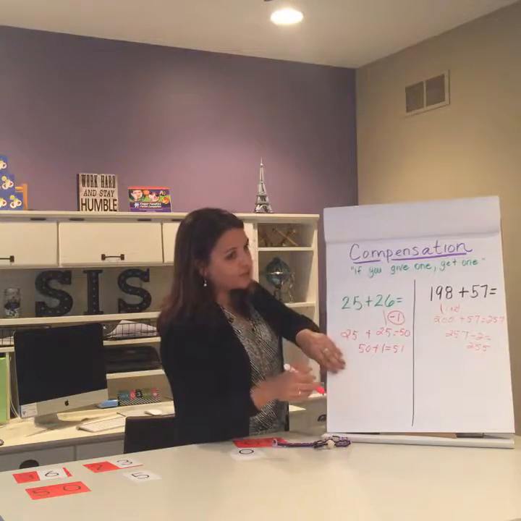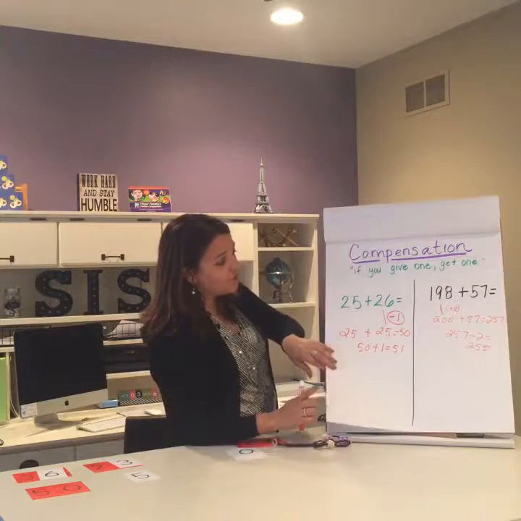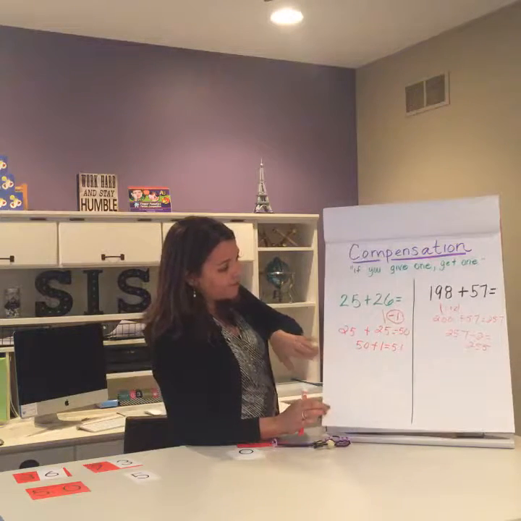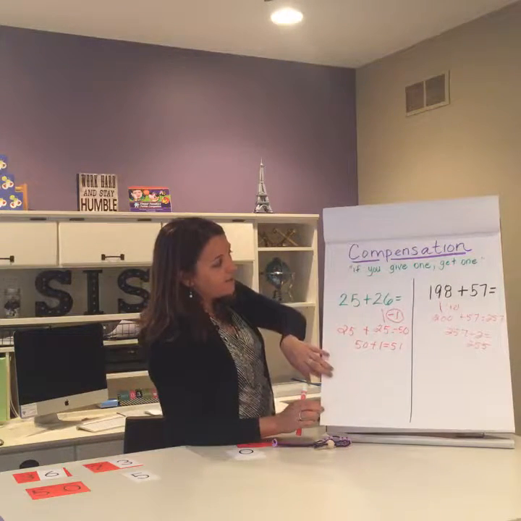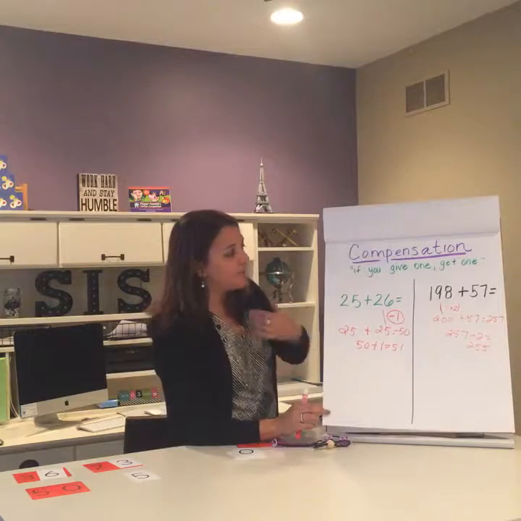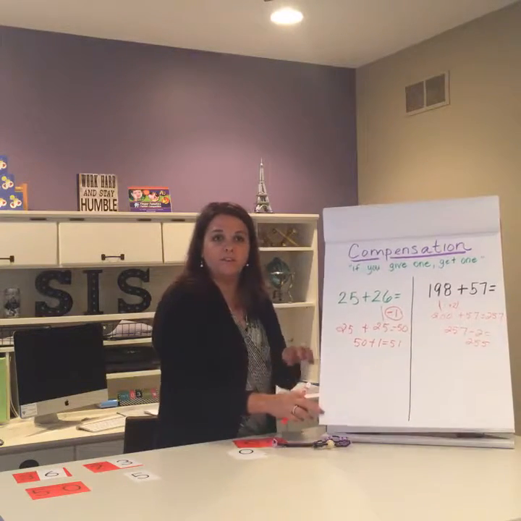So this strategy, can you check it? This strategy is used for compensation to see that kids have another way or another strategy to change the numbers to make it for easier computation.